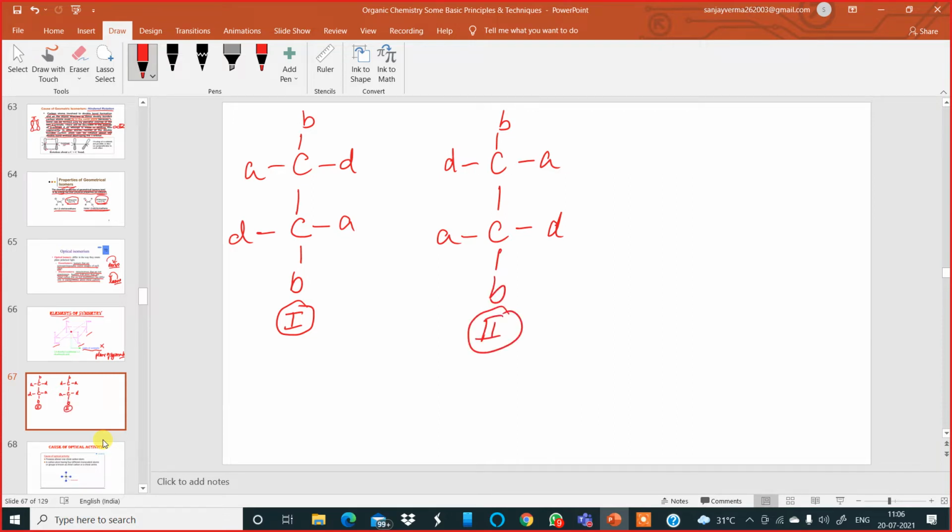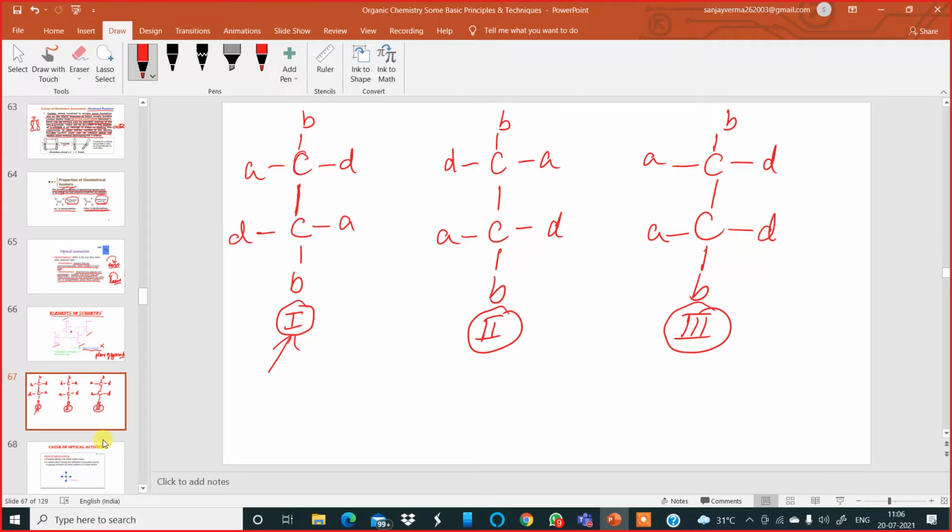And one more I can have: carbon, carbon, and then up and down I can have A over here, B over here, D. And on the second carbon I can have D here, B here, and A here. This is number three. Now look at them very carefully. In the first one, number one, this carbon has four different groups around it, so it is chiral. This carbon is also having four different groups around it, so it is also chiral.